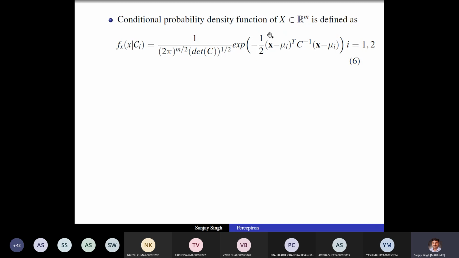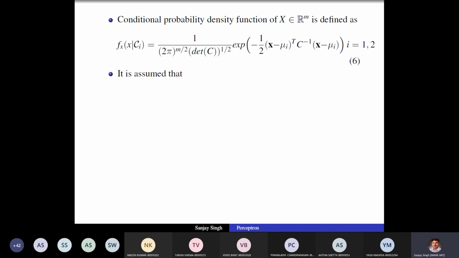Then exp of minus 1 by 2 times (x minus mu) transpose C inverse (x minus mu). This is not only one x, basically it is a vector x, and mu i means it belongs to whichever particular class you're talking about. Here i equals 1 or 2, because we are talking about a two-class classification problem only. That's why 1 and 2.